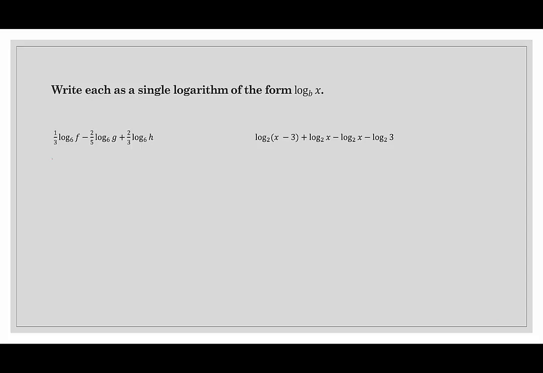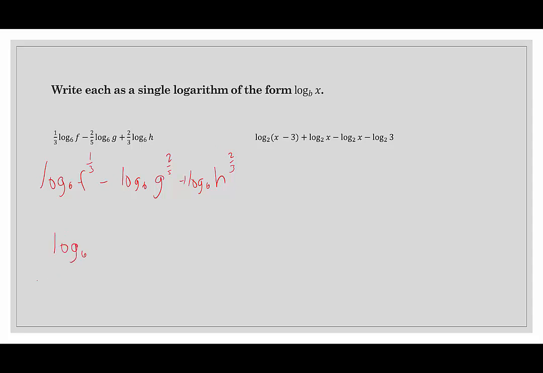All right, let's look at our first example. We have some coefficients. So to deal with those coefficients, we're going to write them as exponents of the arguments. So this will become log base 6 of f to the 1/3 minus log base 6 of g to the 2/5 plus log base 6 of h to the 2/3. Now that they all have coefficients of 1, we can combine them into one single logarithm. So this will become log base 6.